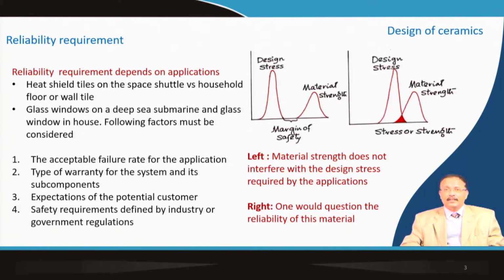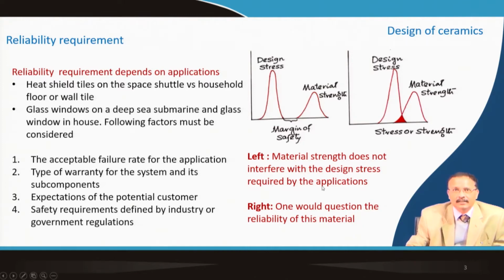Similarly, if you are considering a glass window of a submarine and the glass window of your home or your car, the reliability requirement for the former is much more as compared to the automobile window or window pane in your house. So, here you can see the left graph, you can see the material strength of any material, it may be metallic, it may be non-metallic material.